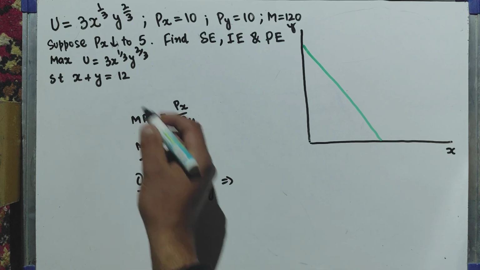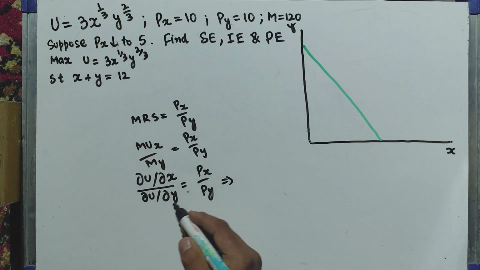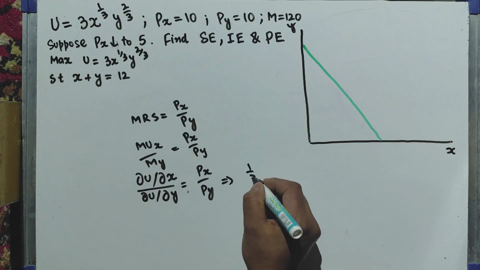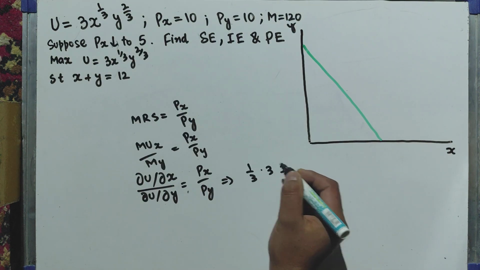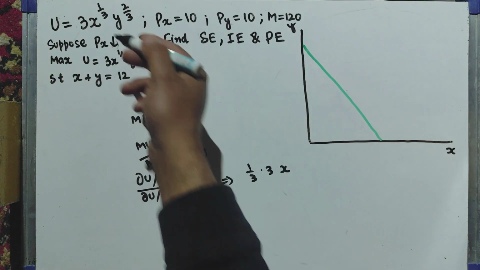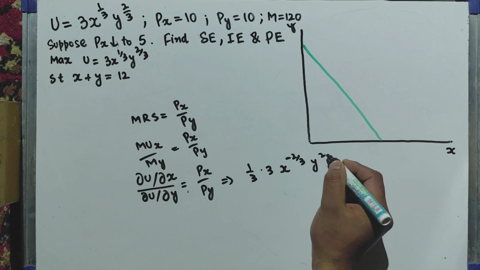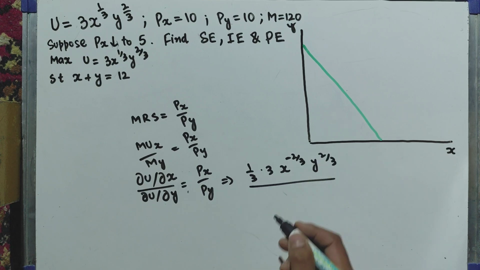Solving further, taking the partial of this function with respect to X first. So 1 upon 3 becomes the coefficient. So we have 1 upon 3 times 3 X raised to the power 1 upon 3 minus 1. Using the power function rule, it becomes minus 2 upon 3. Y raised to the power 2 upon 3 will remain the same because we are taking partials with respect to X.